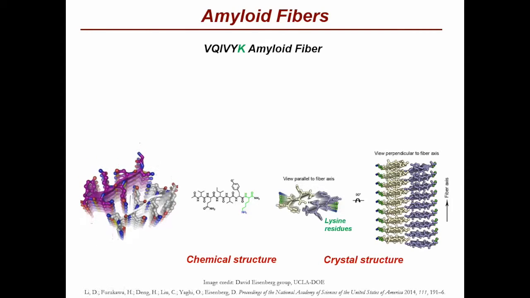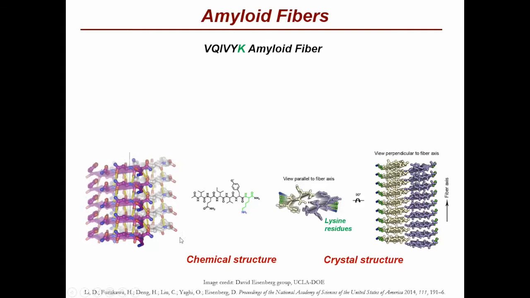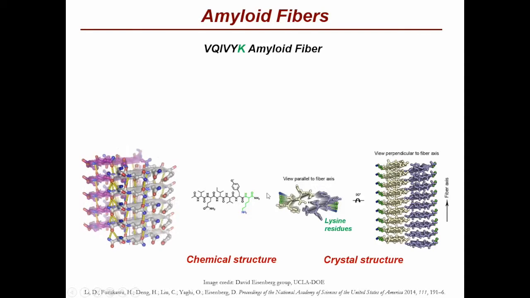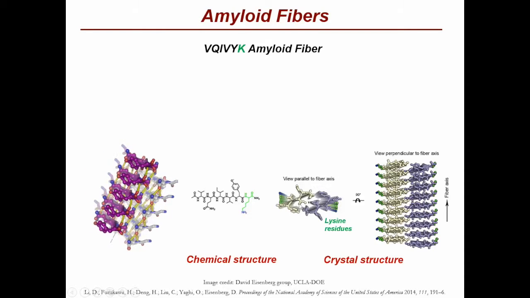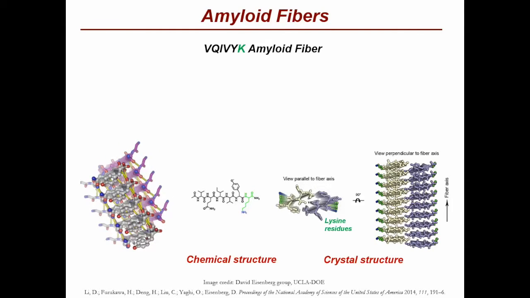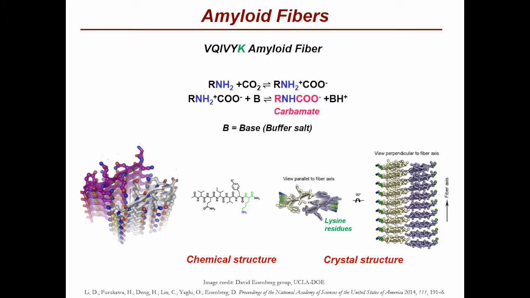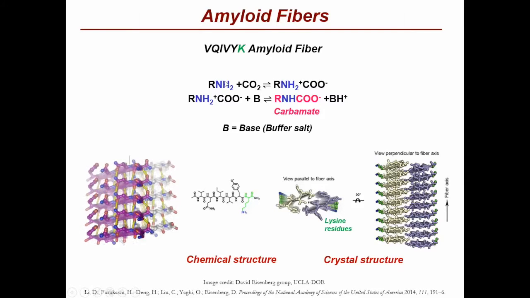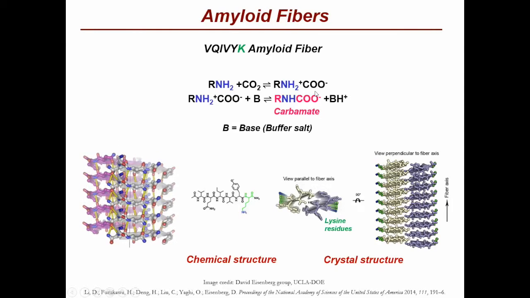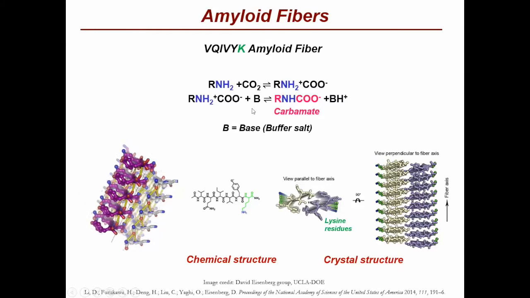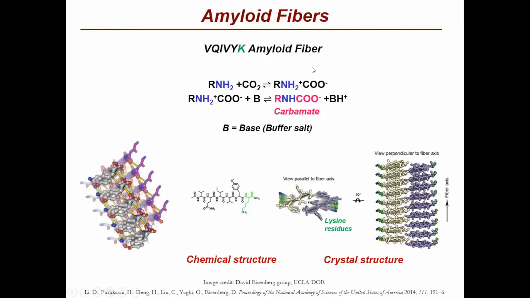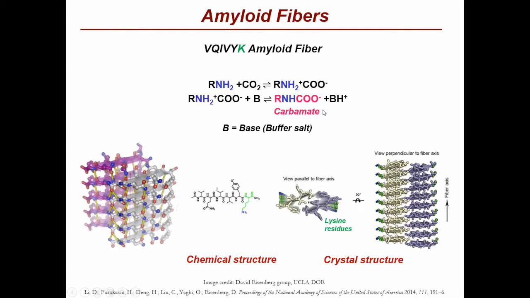If you look at the crystal structure of these fibers, they have parallel beta sheets, which are held together by hydrogen bonding interactions. The side chains of these peptides have strong steric zipper-like interactions, which make these fibers stable, stiff, and insoluble. If we look at the chemistry happening in these materials, the amino group of the lysine residue reacts with the carbon dioxide and forms carbamic acid, which is unstable. Thus, this carbamic acid further reacts with the base, which in this case is the solid buffer salt, and forms carbamate. The authors confirmed this chemistry using spectroscopic evidence.